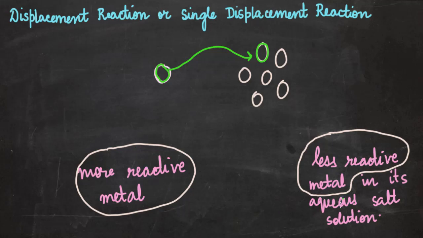There is a less reactive metal in its aqueous salt solution, and then there is a more reactive metal which comes higher in the reactivity series. So this metal just goes over here and knocks off or displaces the less reactive metal from its aqueous salt solution. And so we get a new salt solution and we also get a new metal which has been displaced from here. So that is what a displacement reaction consists of. We will understand this in a better way by looking at various examples.